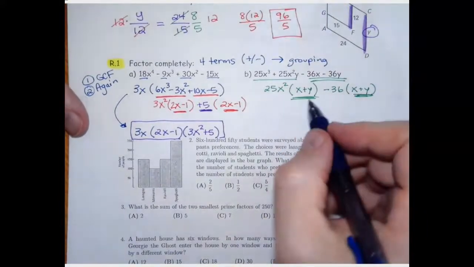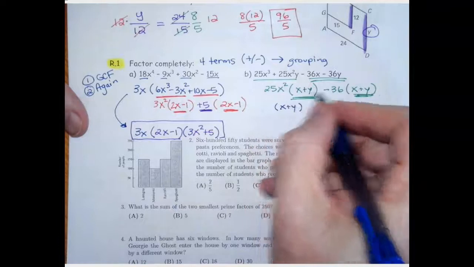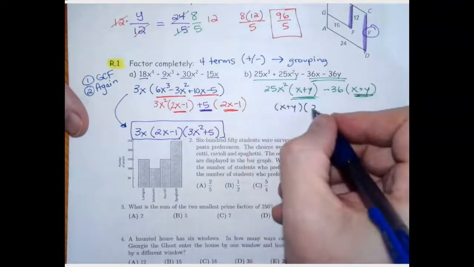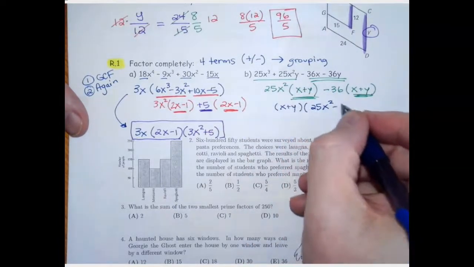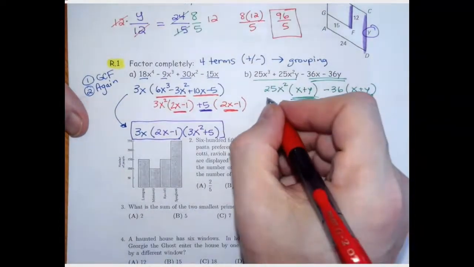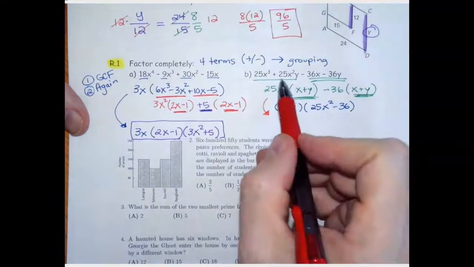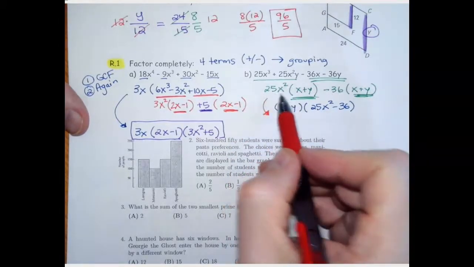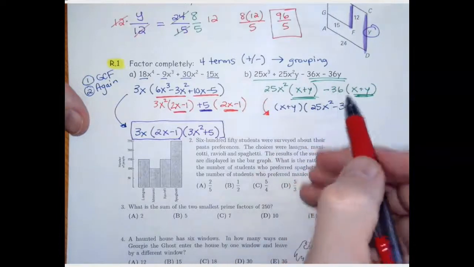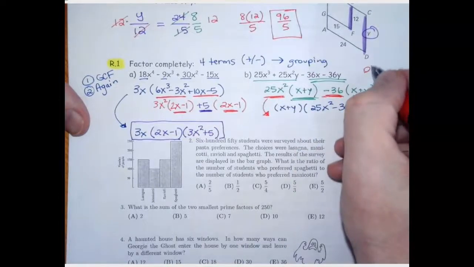So now, you factor that out, that's going to be x plus y is the same in both of those, and what's left over, 25x squared minus 36. Now, some of you, I would hope, could have skipped this step in blue here, because you saw that we had 25x squared minus 36. So that is the difference of two squares. Hopefully you remember that.